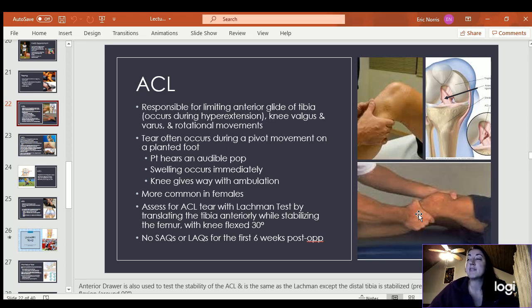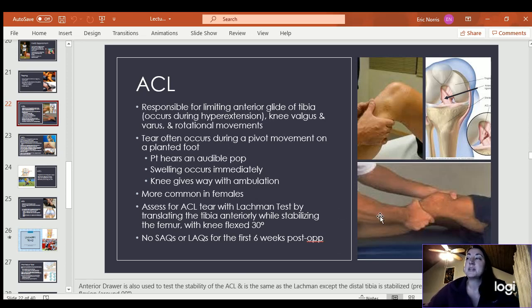If they do have surgery to fix an ACL, then we typically avoid the short arc quads and the long arc quads for the first 6 weeks. Some of the open kinetic chain quad strengthening is contraindicated, depending on the surgery and the surgeon, what exactly they did. So always familiarize yourself with the protocol, with what exactly the surgeon did and what they want you to do or not do, so that you don't jump in and think you're doing a favor and end up hurting the person.